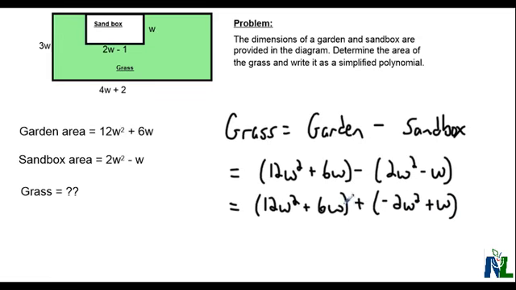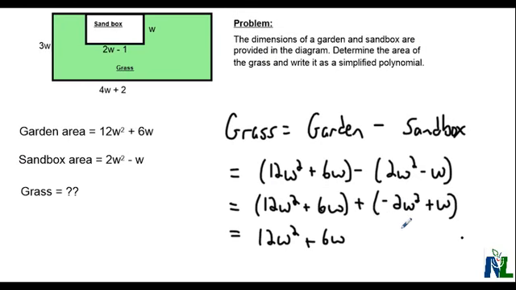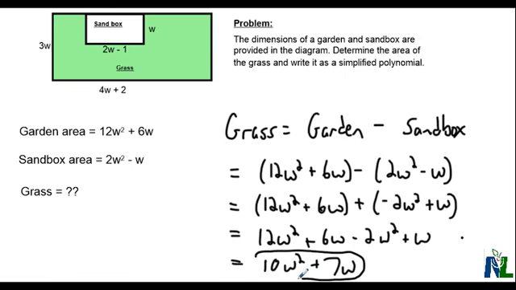From this point, it's addition, and all we have to do is combine our like terms. And I'm going to lose the brackets and lose the addition sign, keeping the signs of everything that's inside. So it's going to be minus 2w squared plus w. And if we combine 12w squared minus 2w squared, we get 10w squared. 6w combined with 1w is going to be positive 7w, and this is a simplified polynomial for the area of the grass.